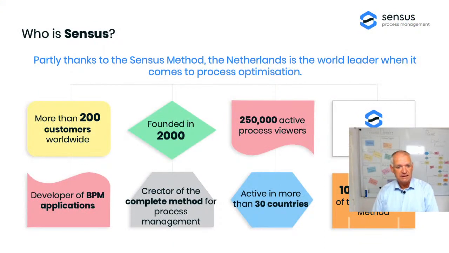Now, who is Sensus? Sensus is originally a consultancy agency specialized in business process management and process improvement. We were founded in 2000, and at that time we were looking for software which could help us with our projects at our customers. Of course, there was software available, but it was specific for large companies that use the software on a daily basis.